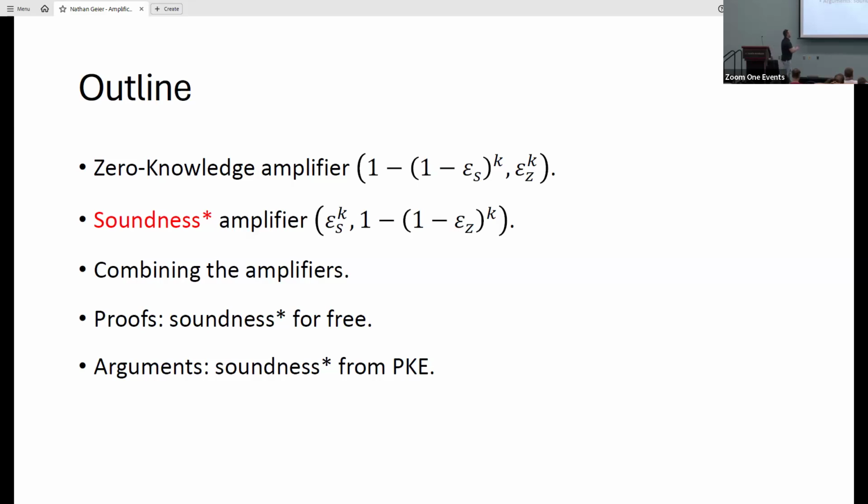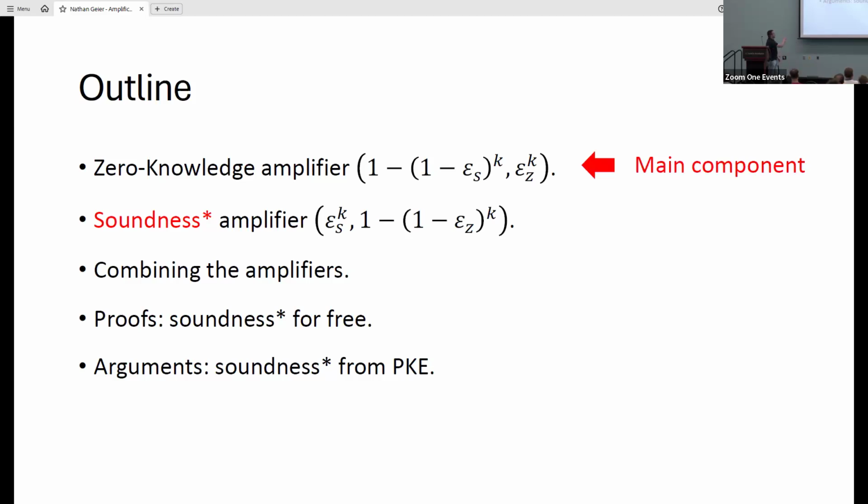Then we show how to combine the amplifiers. Because each of the amplifiers decreases one error and increases the other, we need to carefully combine them in order to reduce both of them. We want to reduce both of them to negligible. And finally, we observe that in the setting of proofs, you can get soundness star for free without any additional assumptions. And in the setting of arguments, you can always upgrade plain soundness to soundness star, assuming public encryption, which is the only place where we use public encryption.